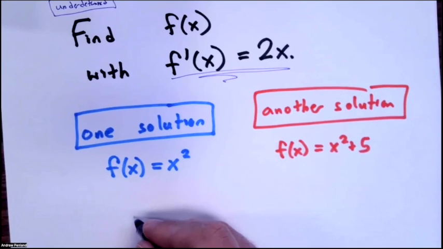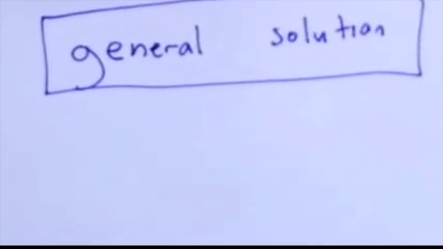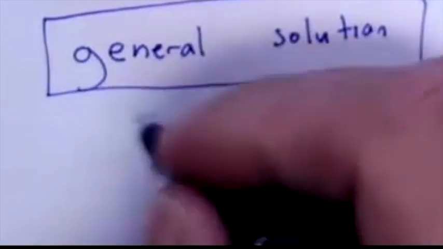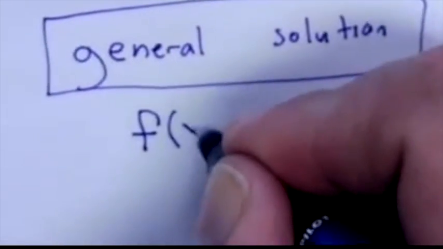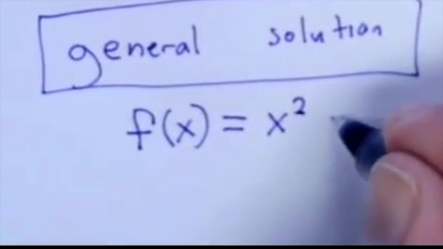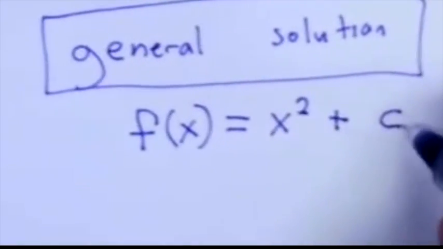So there is a general solution though. I'm not going to be able to just do whatever I want. I'm not going to be able to use something like cosine of 4x. The general solution would be f of x is equal to x squared plus a constant.